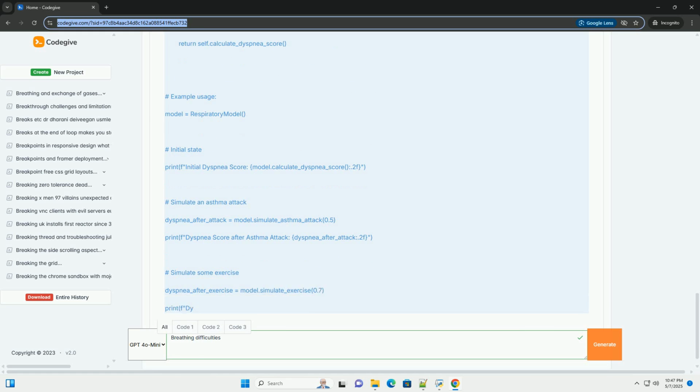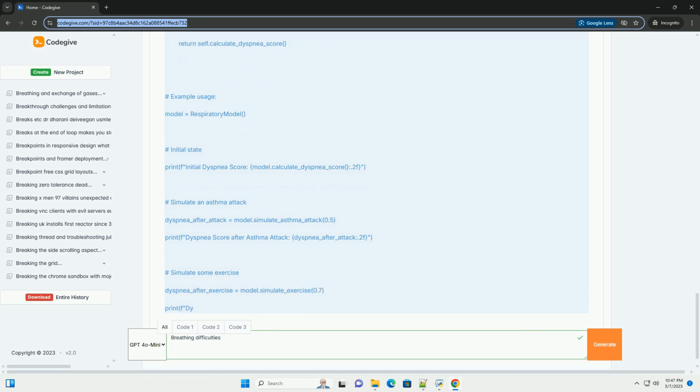It's often described as shortness of breath, air hunger, tightness in the chest, feeling like you can't get enough air, increased effort to breathe. 3. Common causes of breathing difficulties. Dyspnea has a wide range of potential causes, spanning from relatively benign to life-threatening.